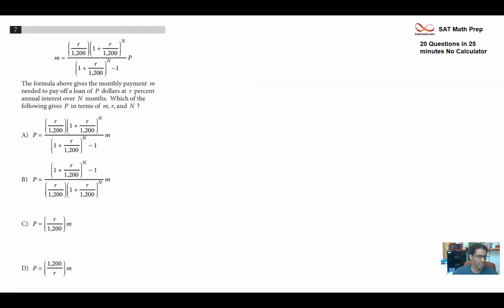Next up, some horrific expression which stands for the monthly payment needed to pay off a loan. Important expression. R is the interest rate, the percent annual interest, and it's over n months. And P represents the loan, how much the loan was. Read through all that, and ultimately they want us to solve for P. And so we have this word problem. We understand what the variables are, and they want us to solve for P. M is the monthly payment.